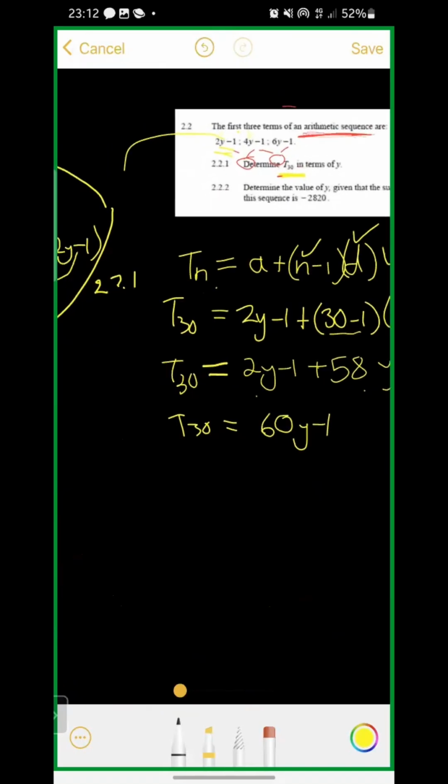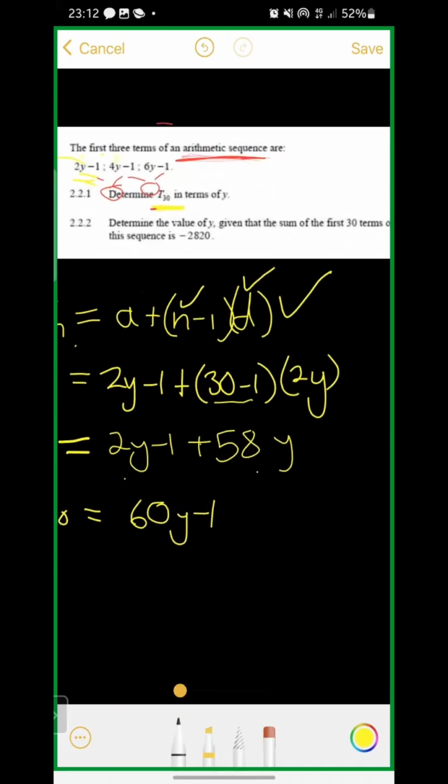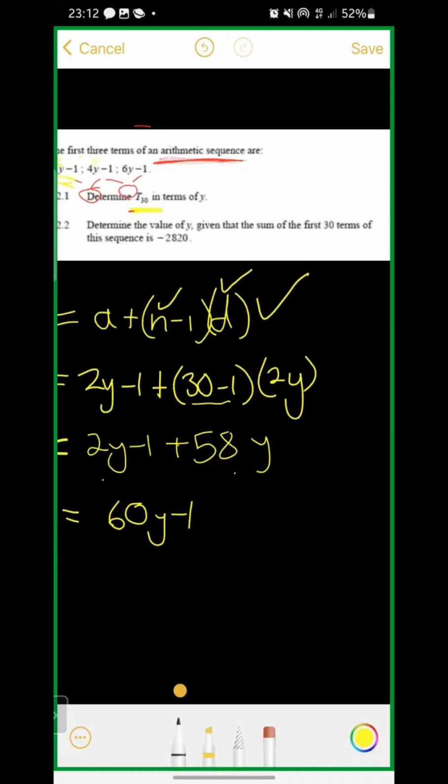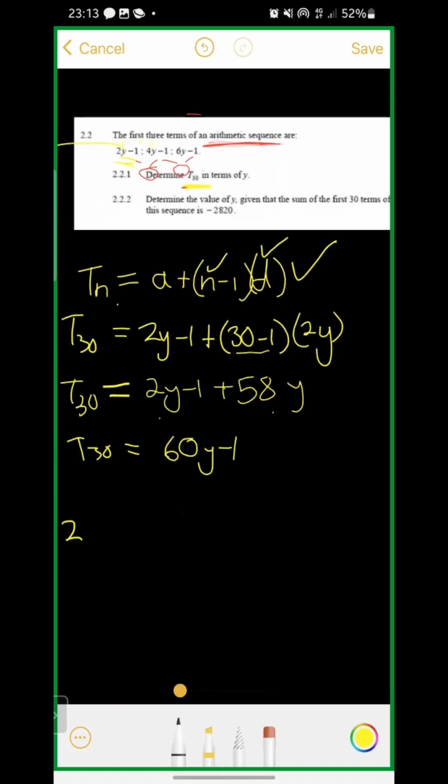So let's move to 2.2.2. This is a 4-mark question. They say, determine the value of y, given that the sum of the first 30 terms of this sequence is minus 2820. So let's just write down.